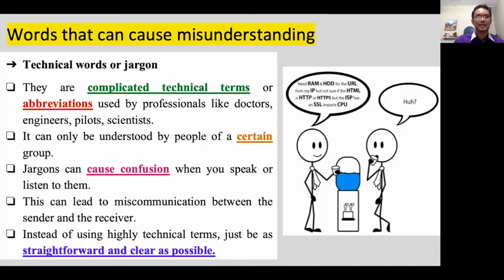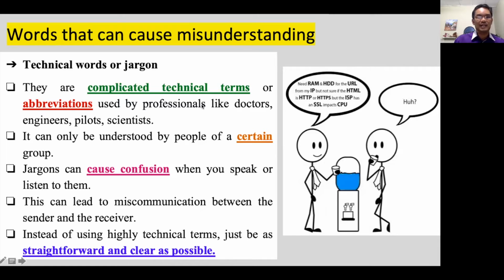Bahaya. Still in words that cause misunderstanding. Technical words or jargon. Oh, tengok orang ni. Need RAM and HDD for the URL for my FB, but not sure if the XML is HTTP or HTTPS, but the USB has an SSL impacts CPU. Nak cerita laptop dia tu mungkin tak power sangat kot.